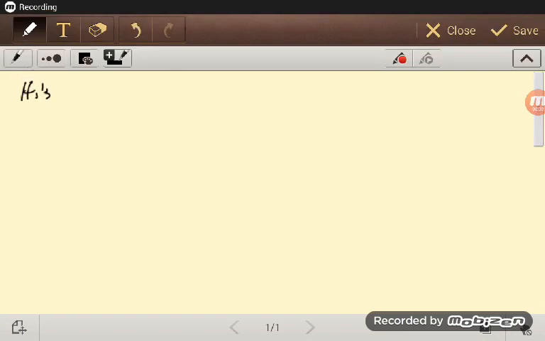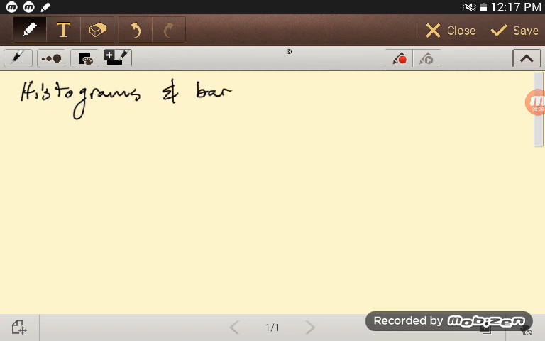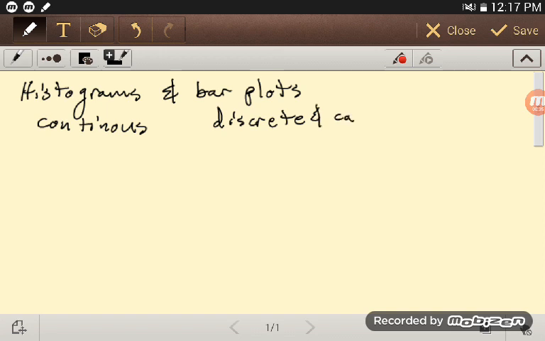Let's look at histograms and bar plots or bar graphs. What's the difference? Well, histograms should go with continuous data. Now again, this is where your textbook is a little off, I think. Continuous numerical data, and then bar graphs should go with discrete and categorical.